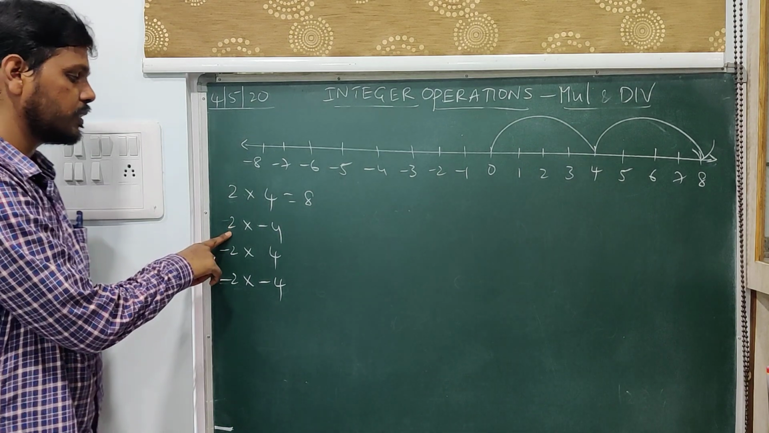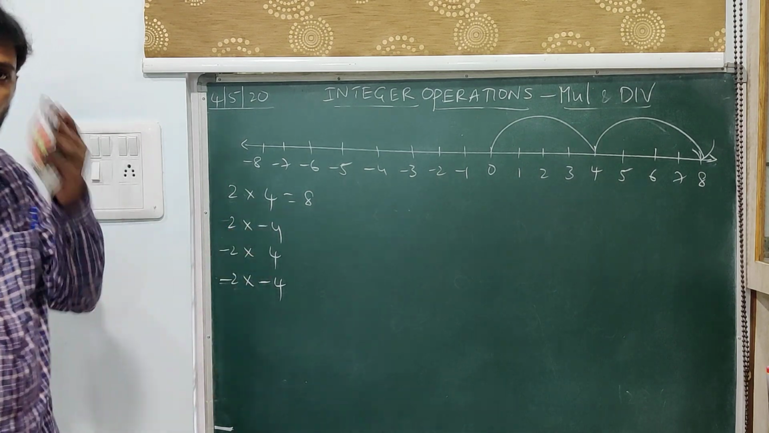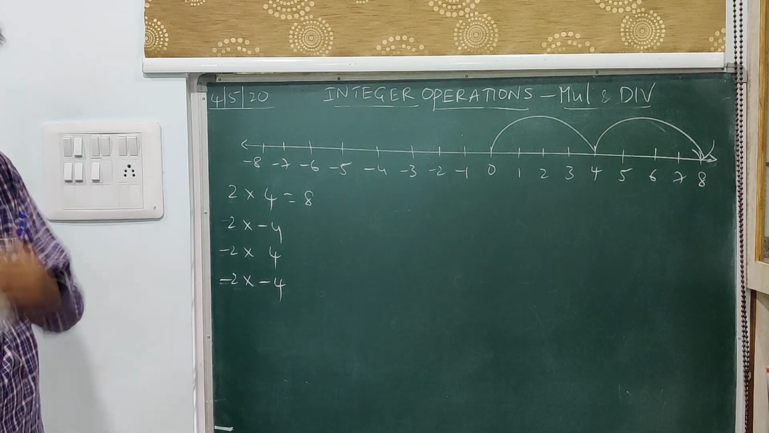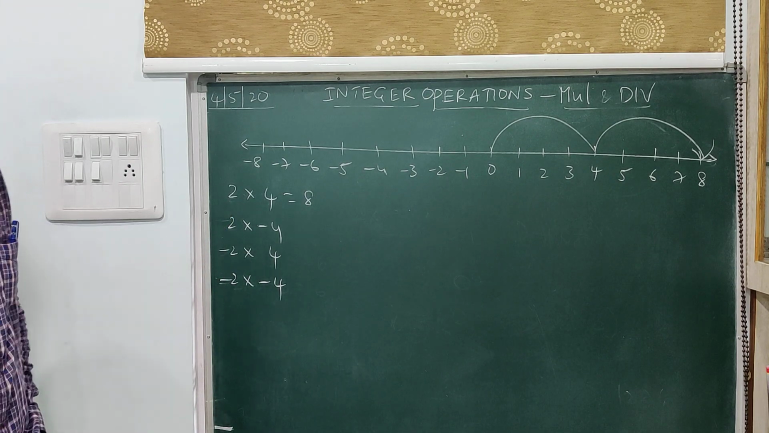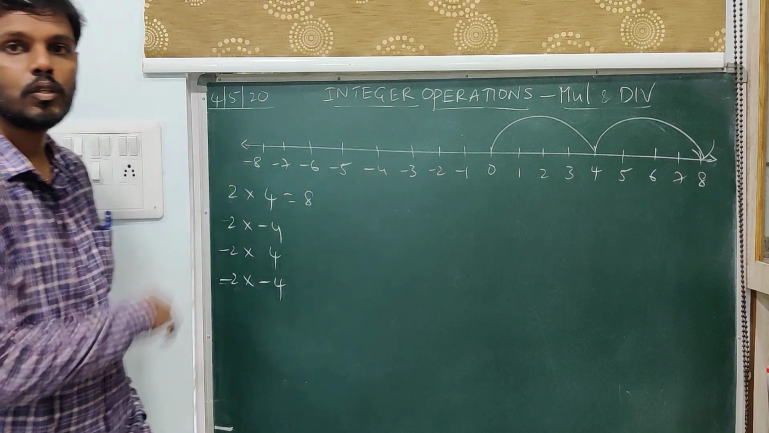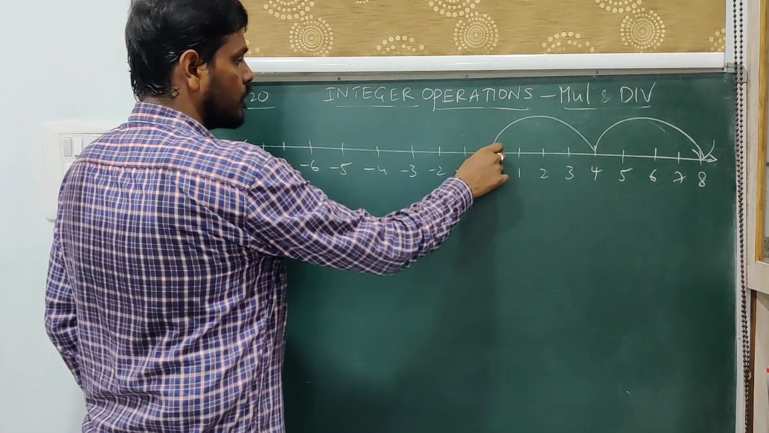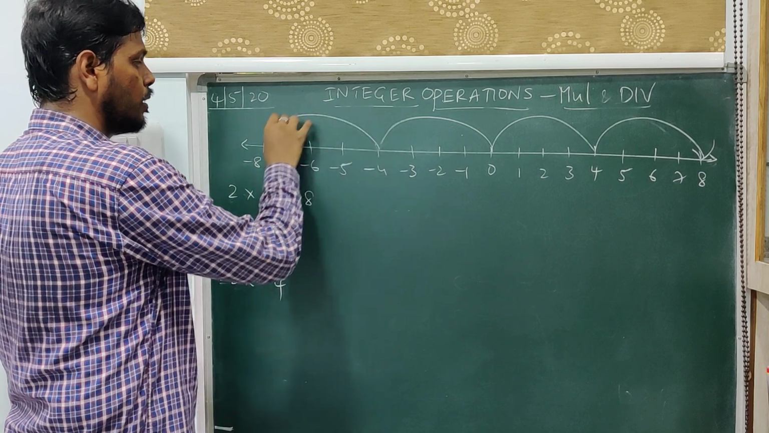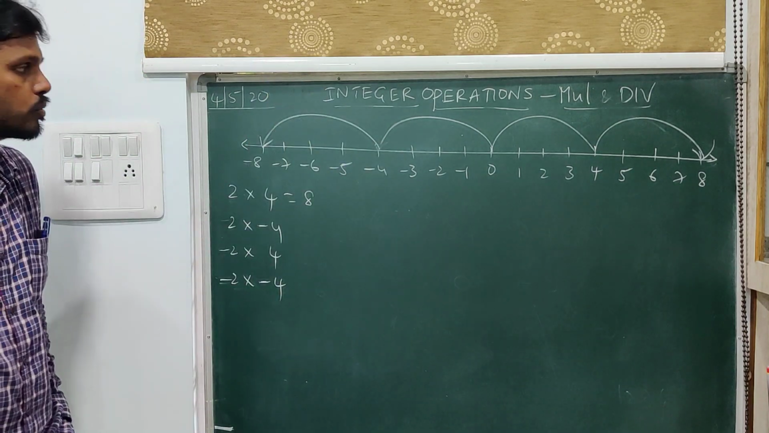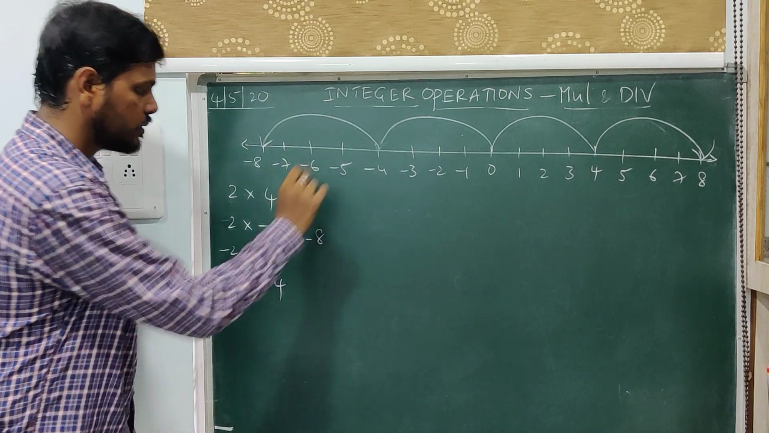Now similarly apply for the second one. 2 into minus 4. 2 is a positive multiplier. So we need to add a negative integer. How many times? It is 2 times. So when you add a negative integer, you move in the negative direction. So I have added 1 and 2. So 2 times of 4, which is minus 8.